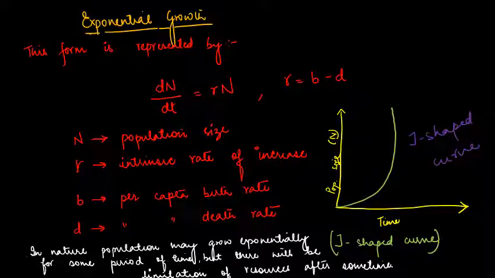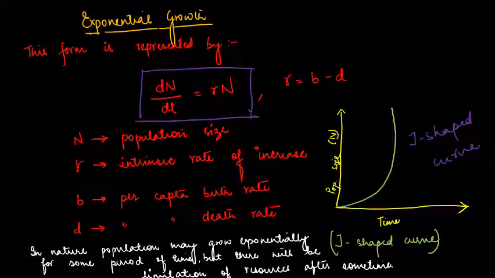Right? Now, this exponential growth is represented by a formula called dN/dt = rN. Now, what is dN/dt? It is the population size change over a particular time. r stands for intrinsic rate of increase. N is the population size. Right?